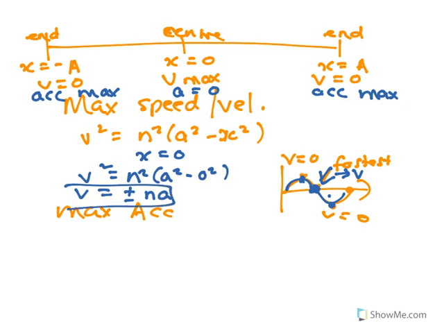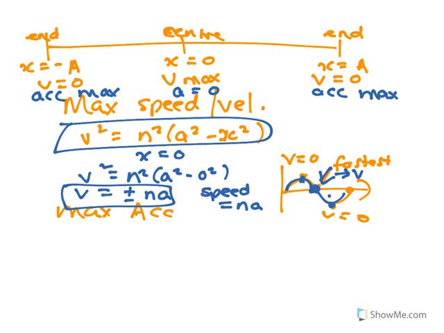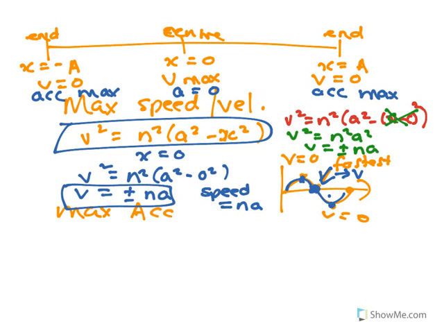And it can be plus or minus depending on the direction. For the speed, it is just na. Now, that's where the max speed is, or the max velocity, that's na. It would work the same if your centre was at x equals c, because you just put c for the x, and that will give you the 0, and the v squared is n squared a squared, so v is plus or minus na.